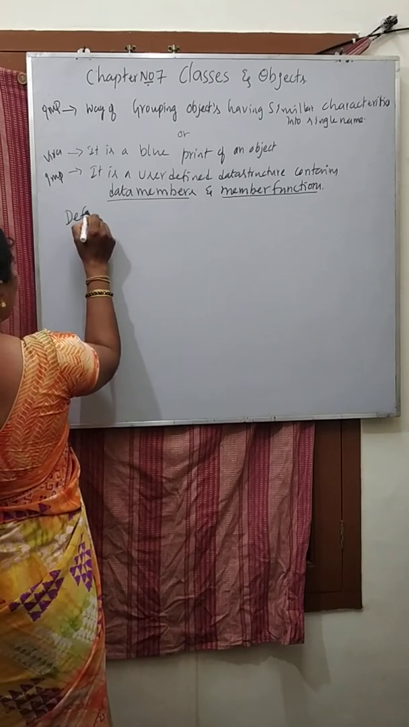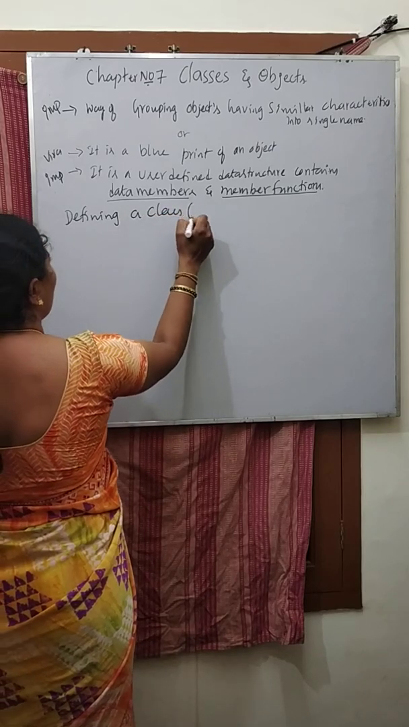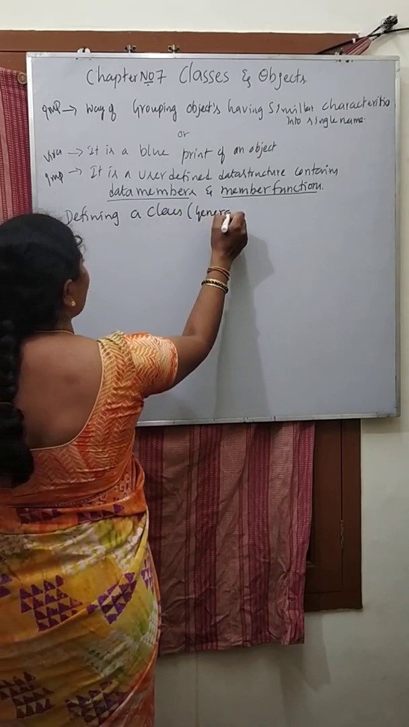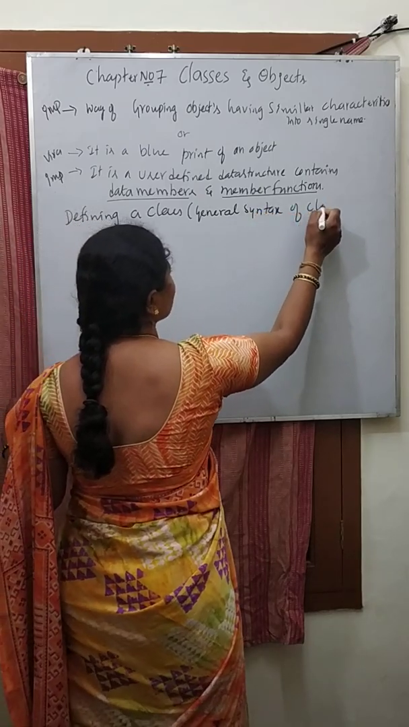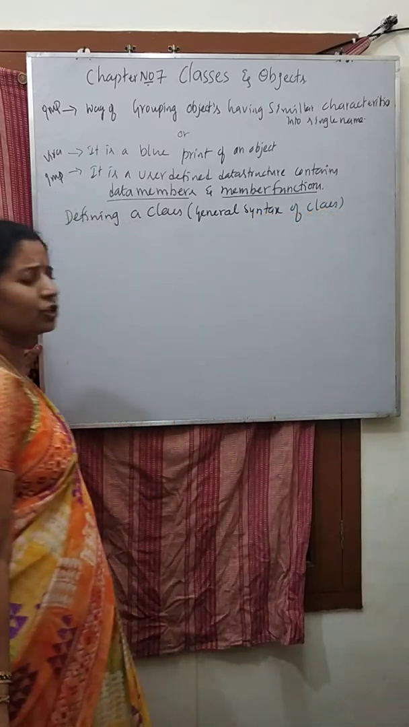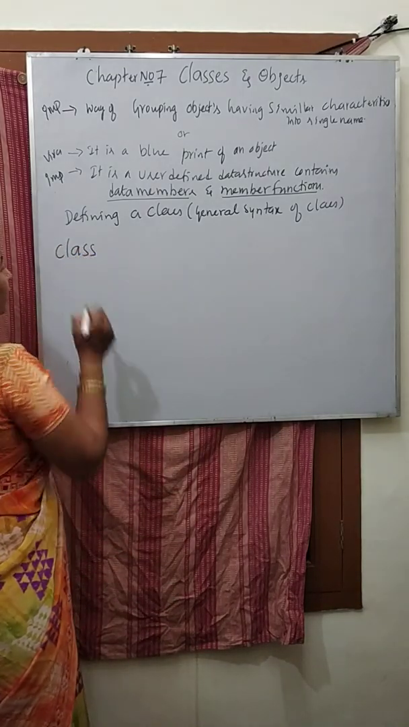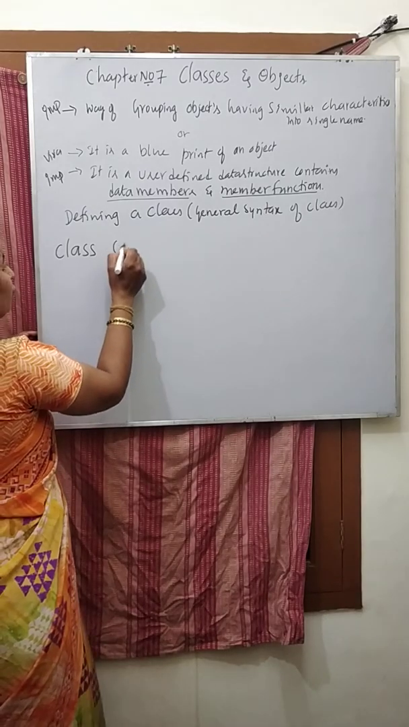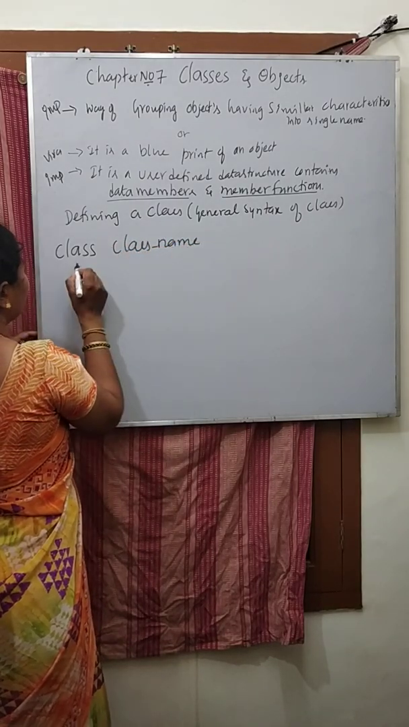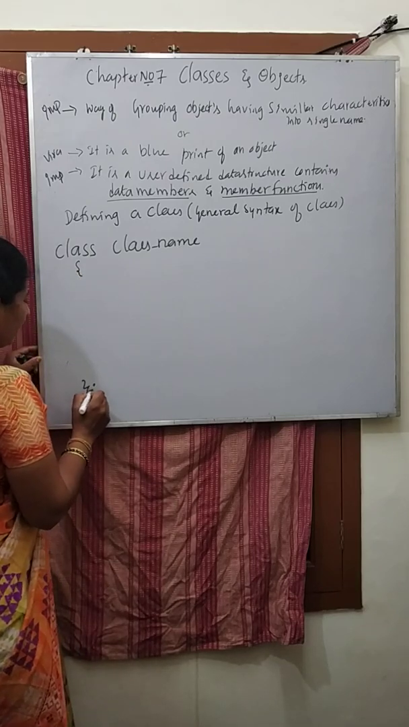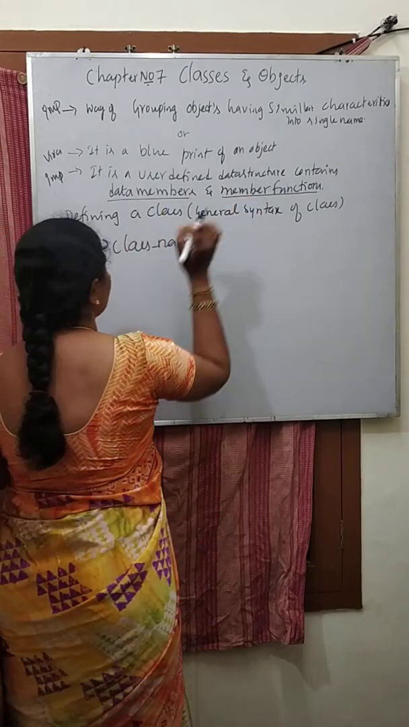Defining a class. How to define a class? Or the general syntax of class. Class is defined with the keyword class followed by class name, data members and member functions enclosed within the braces.